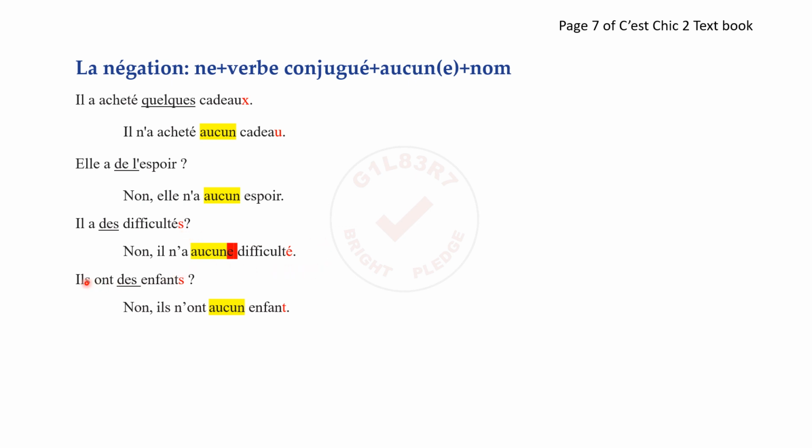And last one, ils ont des enfants, meaning they have some children. You're going to say they have no child. So again, the same. You use the negative form followed by the verb and followed by aucun and followed by enfant. Alright, and remember, we are removing the s from the noun.